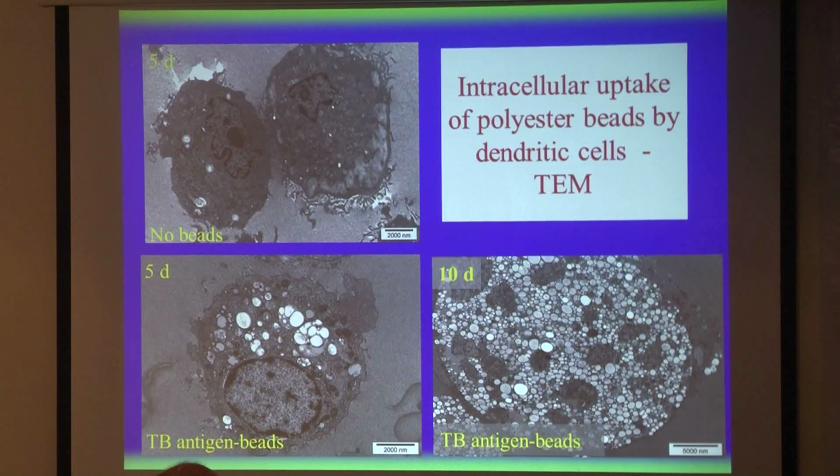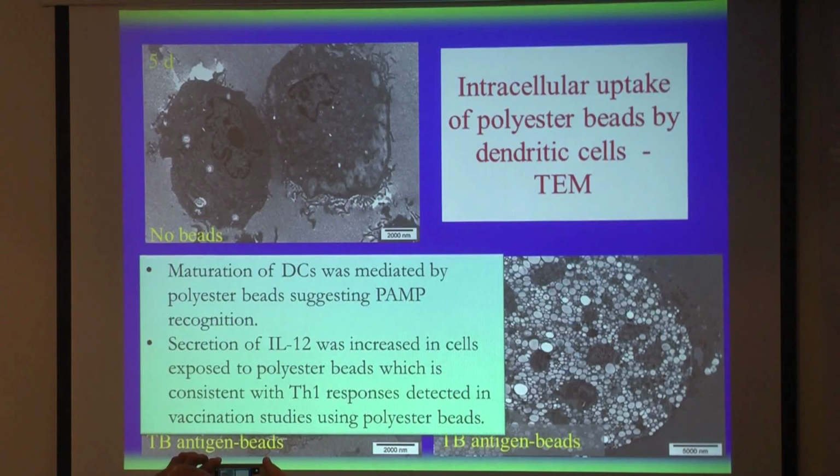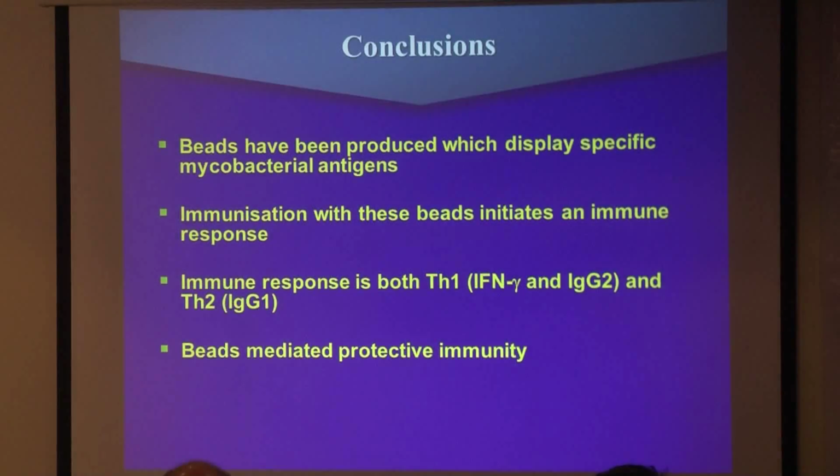And we looked at the dendritic cells and looked at the maturation caused by the beads in general. It's independent of the presence of antigens. The beads in general cause maturation of the DCs. And that's also coinciding with the release of interleukin 12, which is of course then linked to the Th1 response.